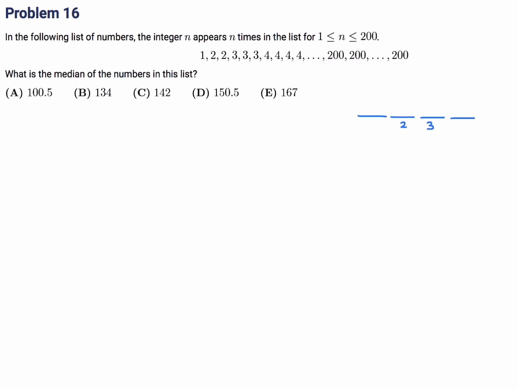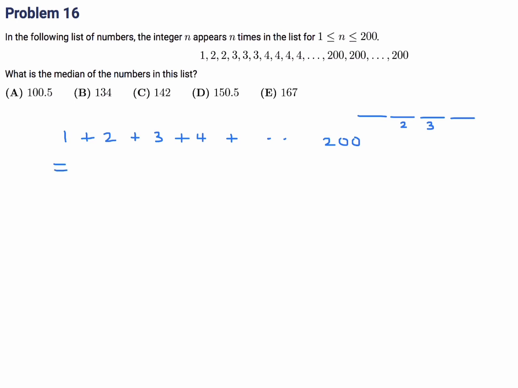But we don't have 4. We have a lot. The first thing I have to do is figure out what is the total number. Well, the total number of terms in this list would be 1, then 2, plus 3 of those 3s, plus 4 of those 4s, and then you get the idea. Eventually, you're going to have 200 200s. So this is the number of terms in the list.